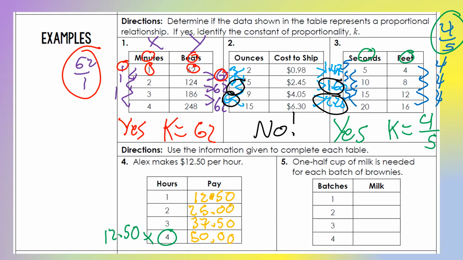Same thing with these brownies. 1/2 cup of milk is needed for each batch of brownies. So if I have 1, that would be 1/2. If I had 2, that would be 2 halves, which is also called 1. If I had 3, I would have 3 halves, which is also called 1.5. And if I had 4, I would have 4 halves, 2. If somebody wanted to know how much milk you would need if you made 17 batches of brownies, 17 times 1/2.